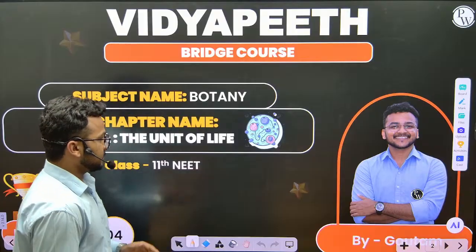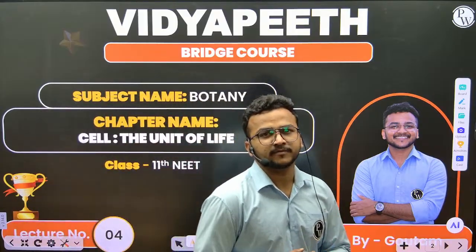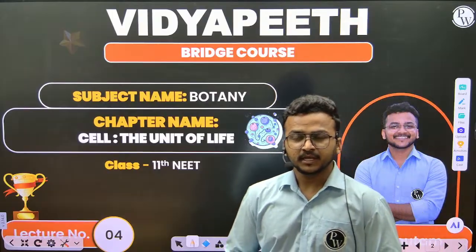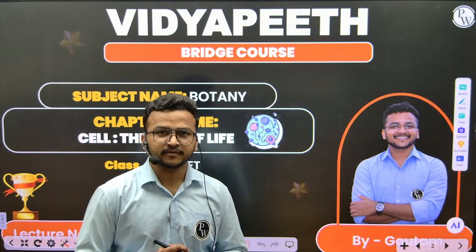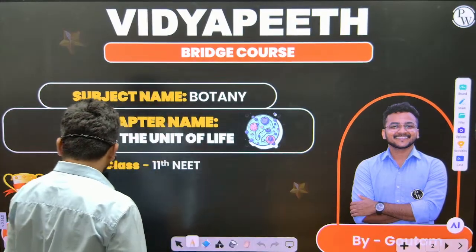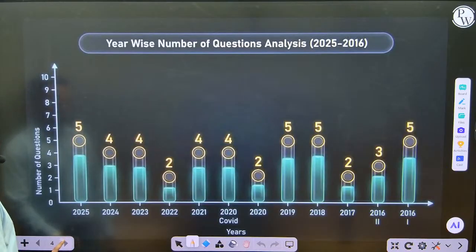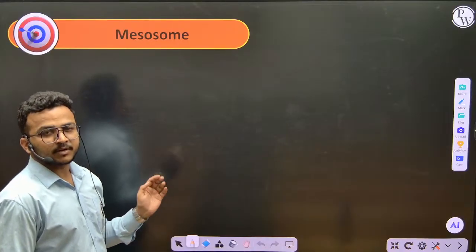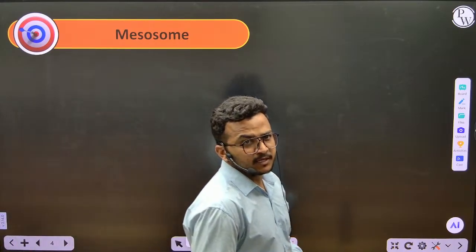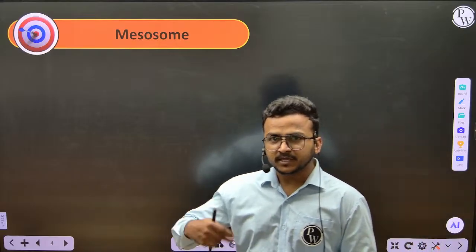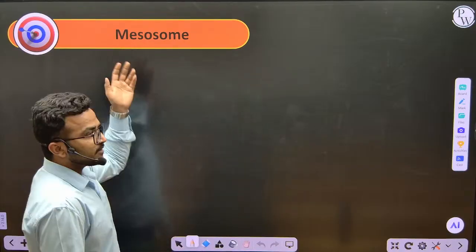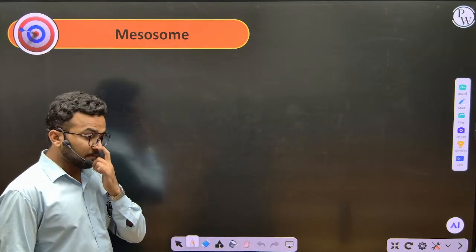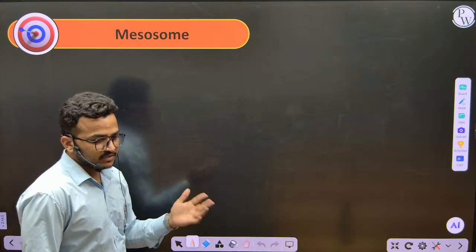Today, yesterday we discussed the cell, the unit of life, and the prokaryotic cell. In the prokaryotic cell, we completed the cell surface appendages like flagella, pili and fimbriae. Yesterday we also discussed the mesosomes. Those are nothing but the enfoldings of the prokaryotic cell towards the cytoplasm. We can also call them an extension of the cell membrane. The functions of mesosomes we have also discussed.